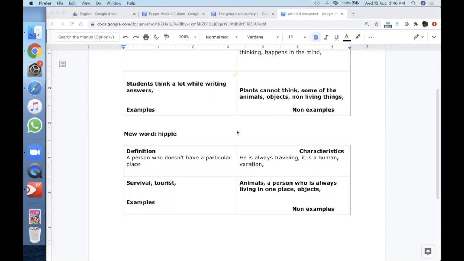Okay, nice. Okay, guys, I think that is it for today's class. We can do a little bit of the train journey lesson, or we can do some questions on the Frayer model. What do you want to do? Did everyone understand everything about the Frayer model? So we can move on to the lesson, or if you have any questions, we can spend more time on the Frayer model.